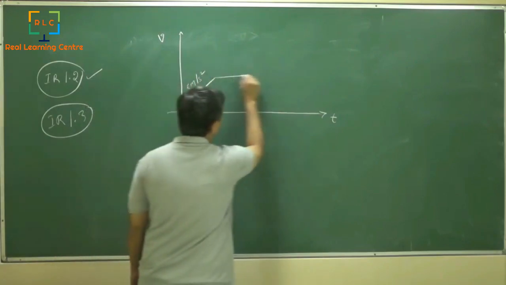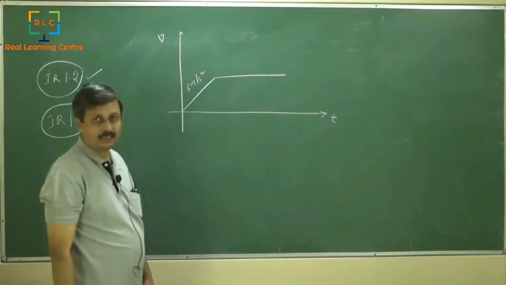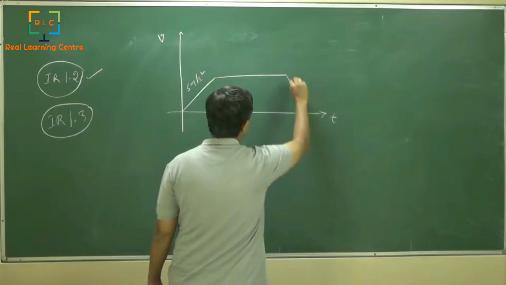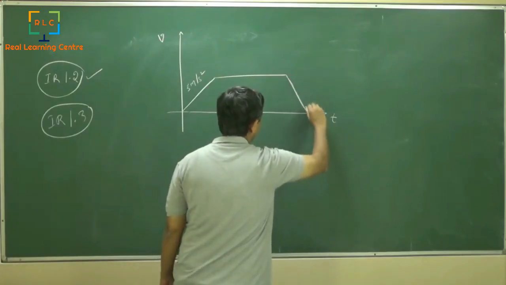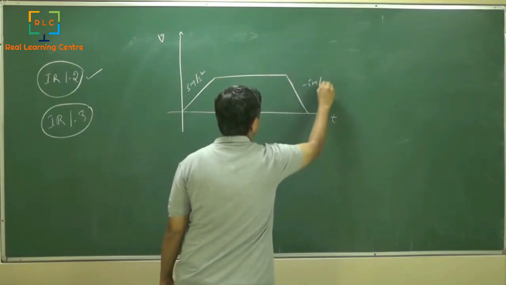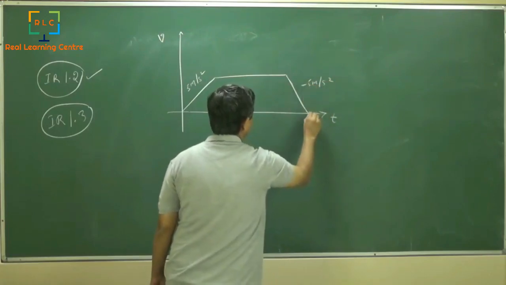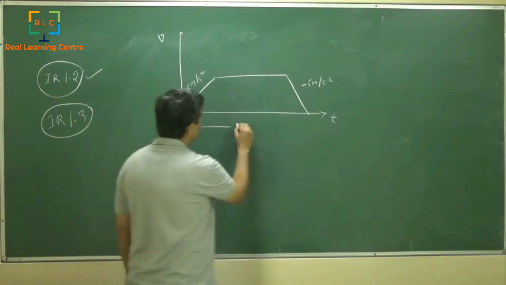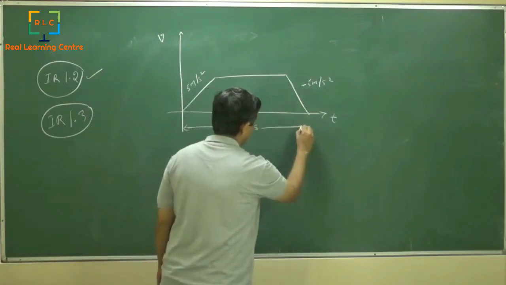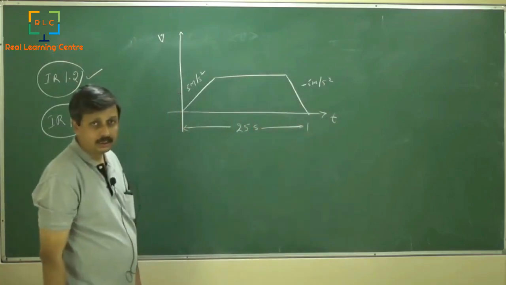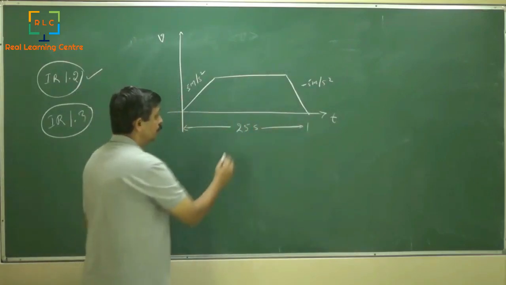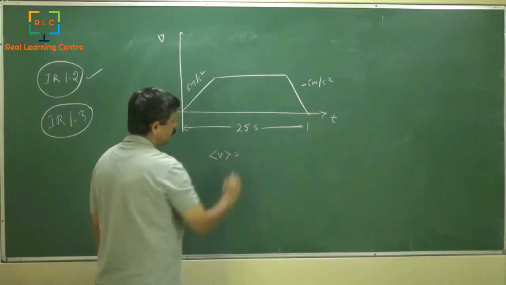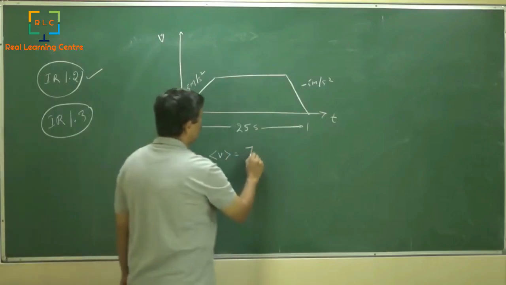And then it goes at a constant uniform velocity for some time. We don't know how long. And then it decelerates at the same rate, minus 5 meters per second square, and becomes 0 here. We have been told that this whole time is 25 seconds. And we are also told that the average velocity is 72 kilometers per hour.